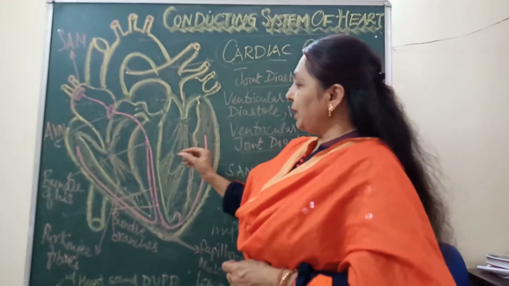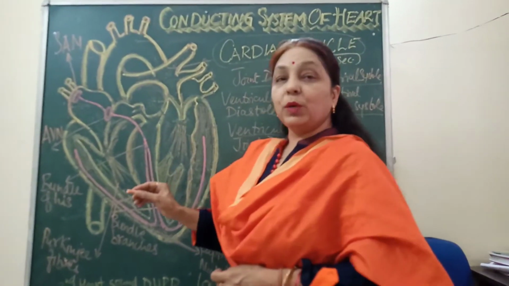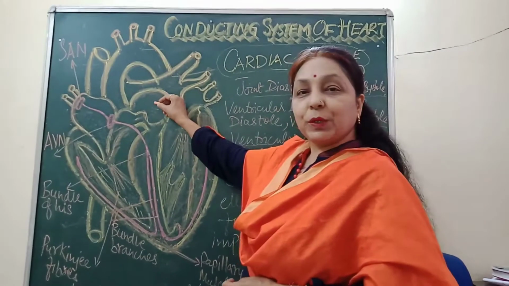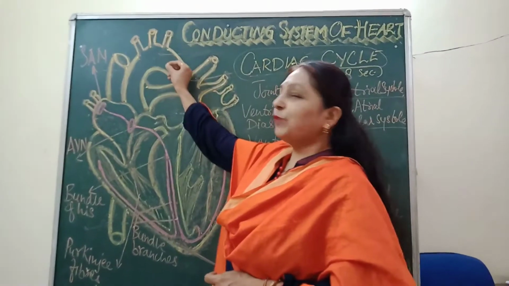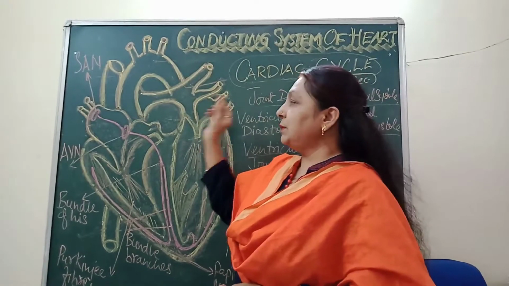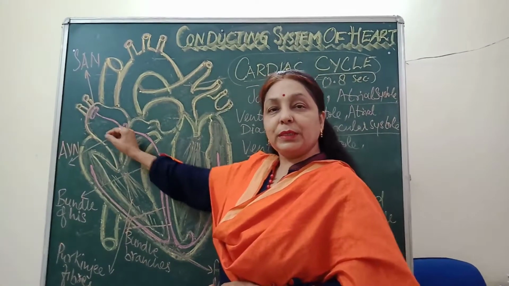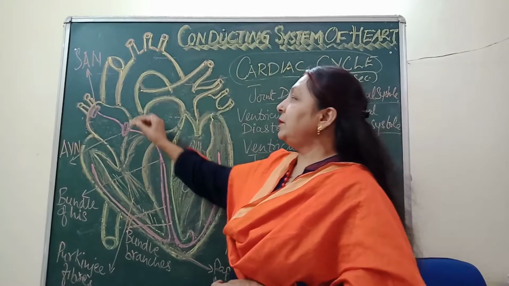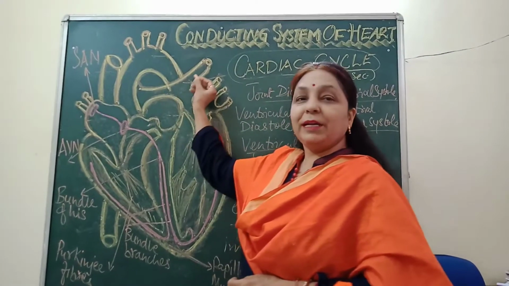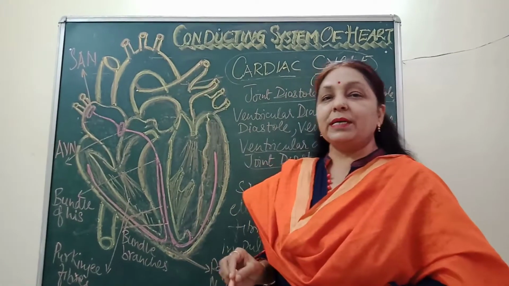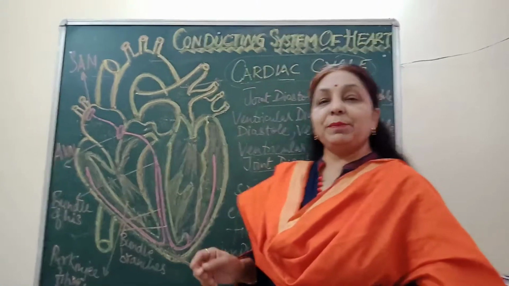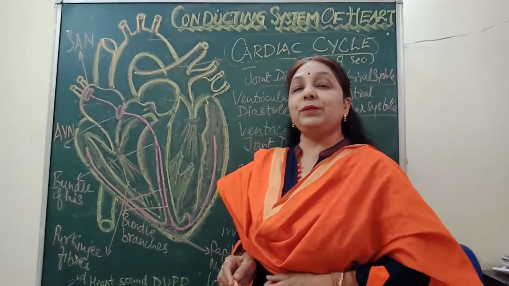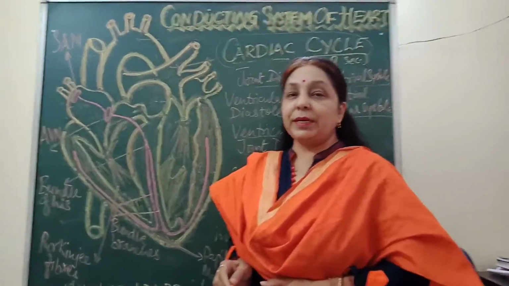This way you can understand the flow of the blood: from the left auricle to the left ventricle, from the left ventricle to the aorta, and from the aorta to all parts of the body. Similarly, from the right auricle to the right ventricle, from the right ventricle to the pulmonary artery, and from the pulmonary artery to the lungs for purification. In my previous lecture I told you that I will be telling you about the two pressures generated by the heart.